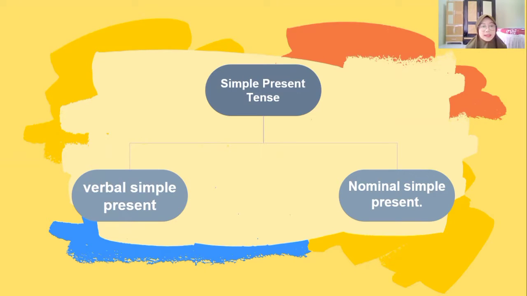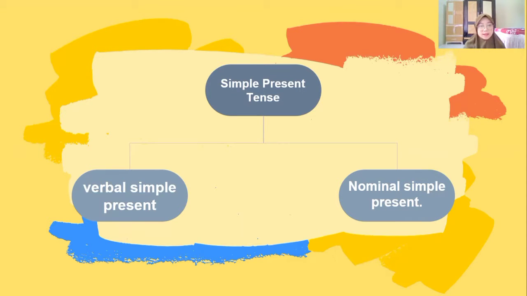Simple present tense is divided into verbal simple present and nominal simple present. Verbal simple present tense uses a verb that shows an action, while the nominal simple present uses the verb be or commonly called to be. Jadi, simple present tense terbagi menjadi verbal simple present dan nominal simple present. Verbal simple present tense menggunakan kata kerja yang menunjukkan sebuah aksi atau tindakan, sedangkan nominal simple present menggunakan kata kerja be atau biasa disebut to be.